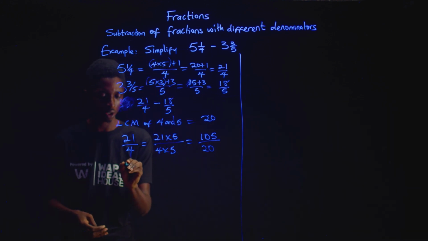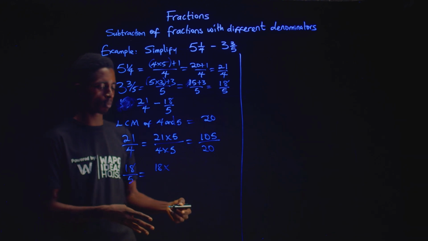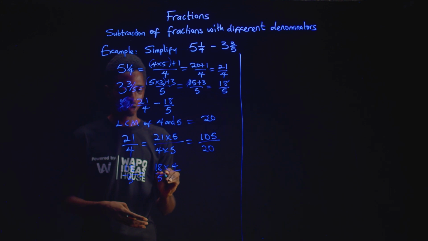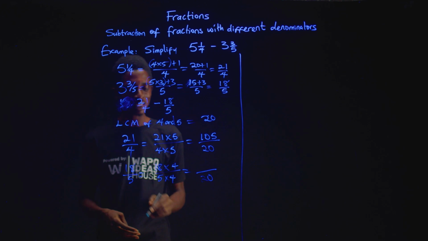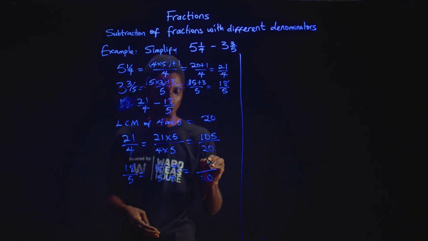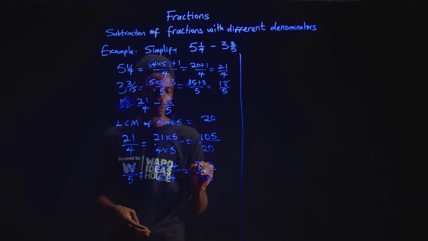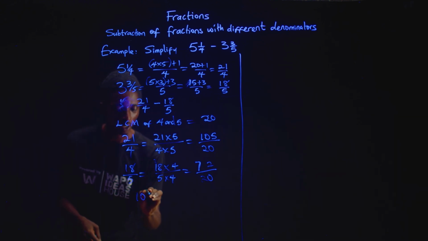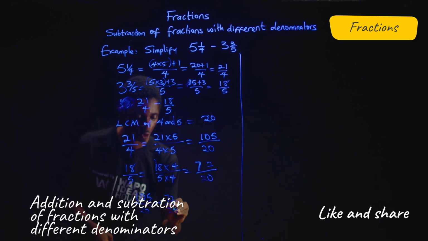And then the second fraction, we have 18 over 5. This will become 18 times, now 5 times 4 is what makes 20, so the numerator will be multiplied by 4 and the denominator also by 4, to give us the denominator 20. Now 18 times 4. 4 times 8, that's 32. 2, carry the 3. 4 times 1, 4 plus 3, that is 7. So 72 over 20. Now we need to perform 105 over 20 minus 72 over 20.